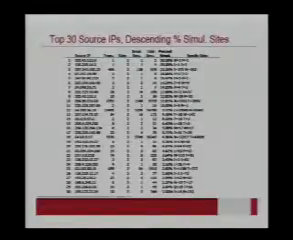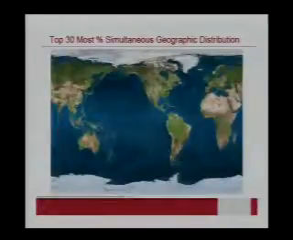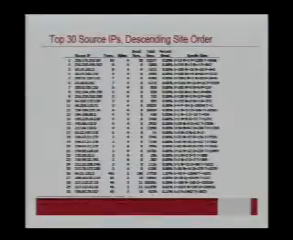This is the table. This one is sorted by the percent simultaneously. You'll see the first one up there doesn't have a whole lot of activity to the site, so it's not really that interesting. But out of all the activity that it did to this JRoot cloud, we had 50% simultaneous. If you're wondering about the distribution of those top 30 addresses, we have them distributed all over the world, so it's not one particular region which is prone to do this.